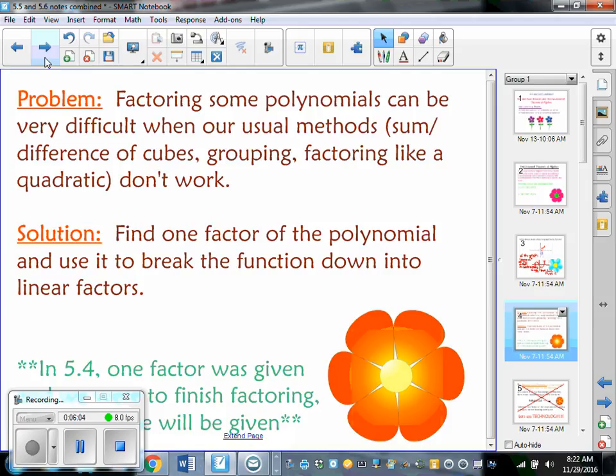Let me explain. This is not too bad today, guys. You'll find one of the factors yourself, and you'll use it to break the function down using synthetic division again. And no, we're actually going to solve today. We're going to find all the answers. Okay?